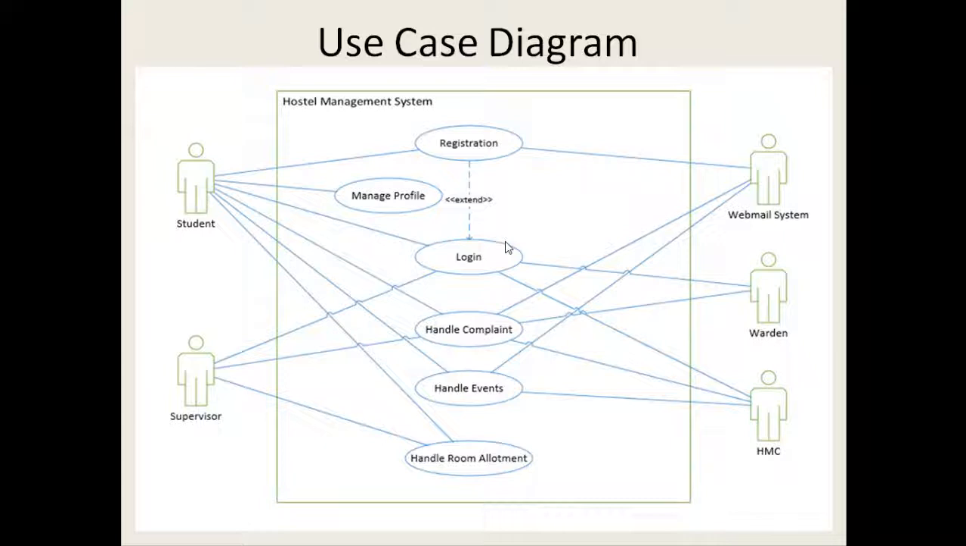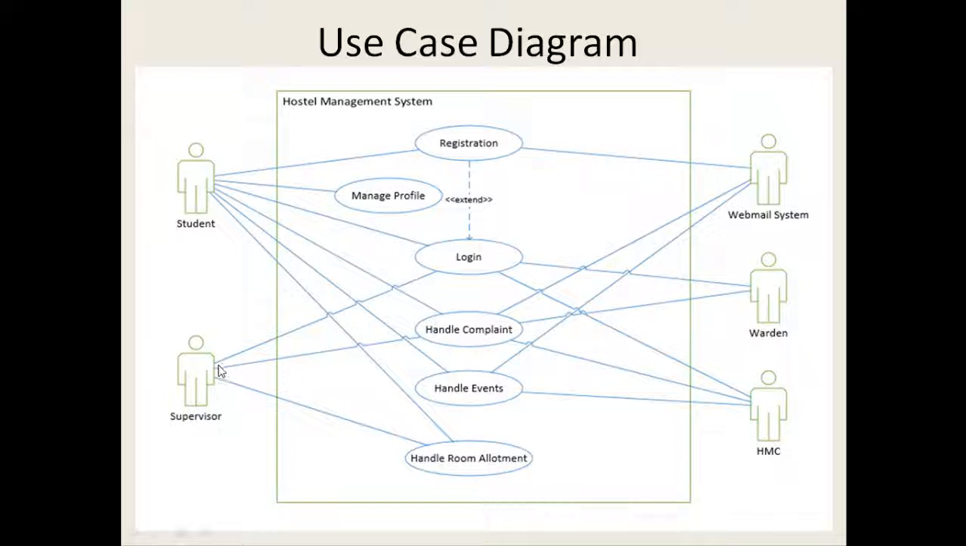So now coming to the supervisor, what does the supervisor do? The supervisor must log in first. After that he can check whether any new complaint has occurred or not, and if any complaint has occurred, he has to solve that procedure. So that's why he is connected with handle complaint. And handle room allotment: if any student wants a room, the supervisor checks the availability of the room. If the room is available, the supervisor allots that room to the student and takes the details about the student. All these processes are done through the supervisor.